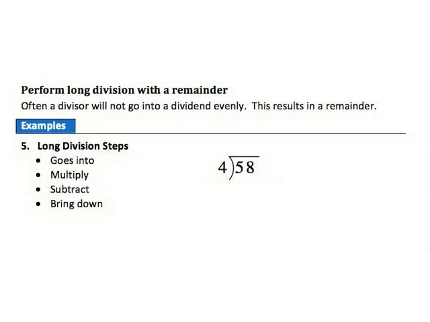Before I start though, I want to go over the steps. These 4 steps: goes into, multiply, subtract, bring down. Those 4 steps keep repeating until we work our way all the way through the long division problem. Take a look over my example here. I'm going to go 4 into 58.